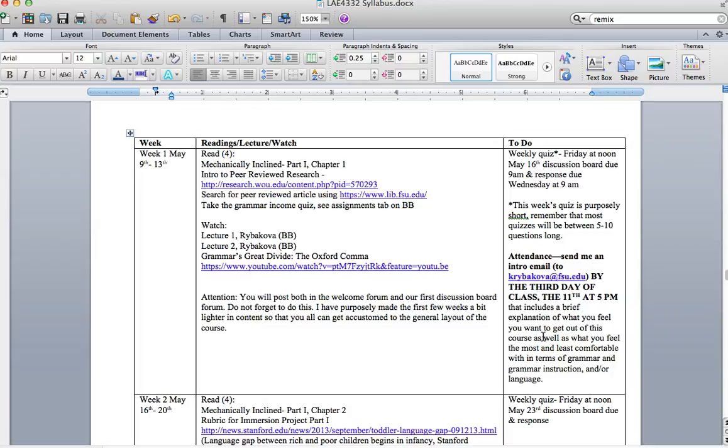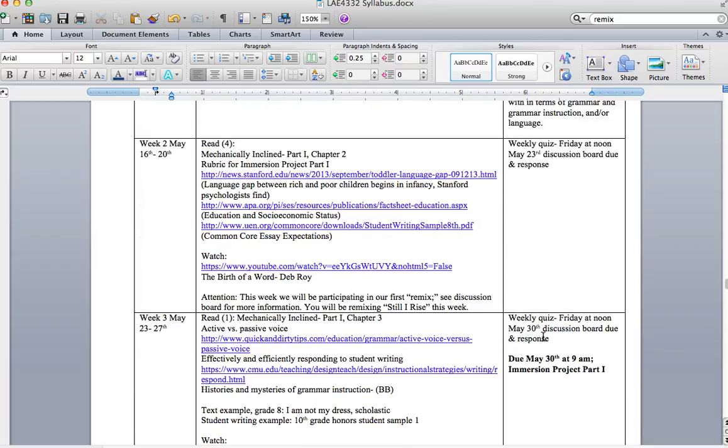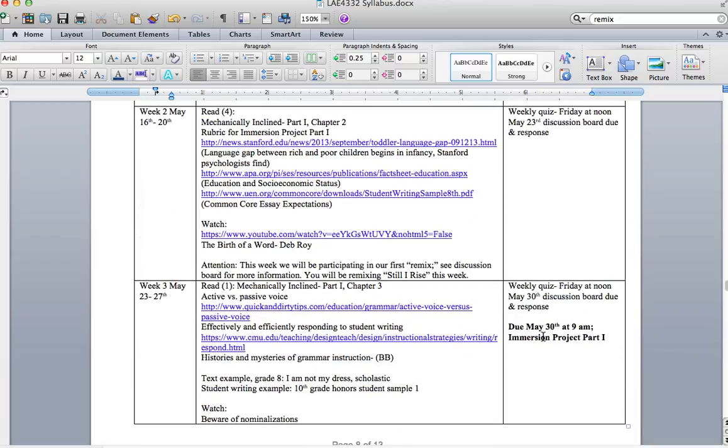Starting about week 2 or week 3, you're going to start reading text examples from different grade levels, as well as student writing samples from different grade levels. Some of this has been collected over the years that I've taught. Some has been collected from teacher friends who are teaching other grade levels, and some is collected from online sources. So it's from all different types of places.